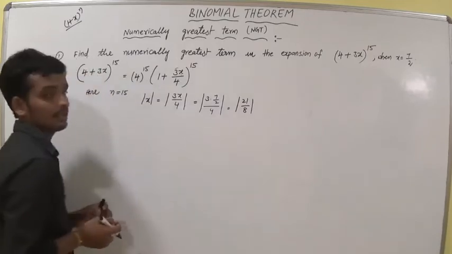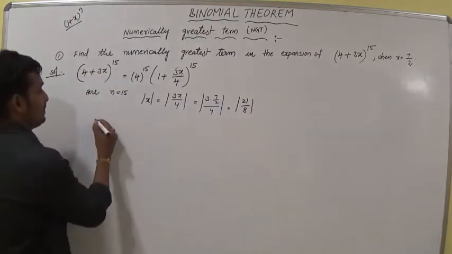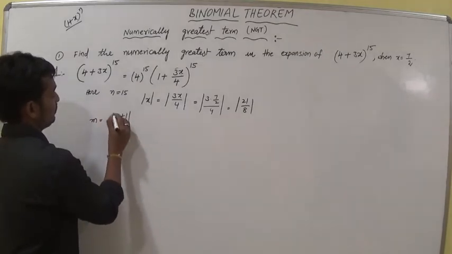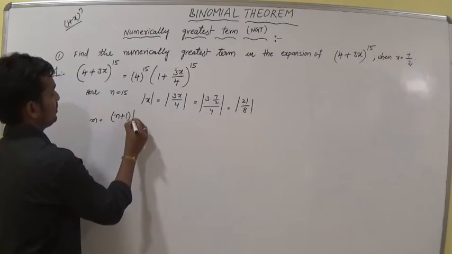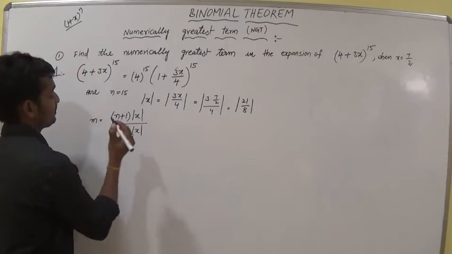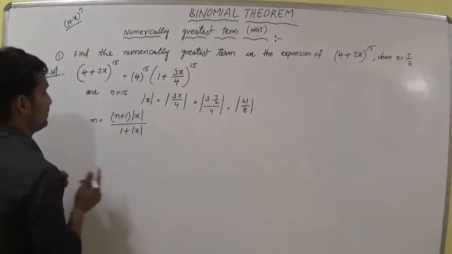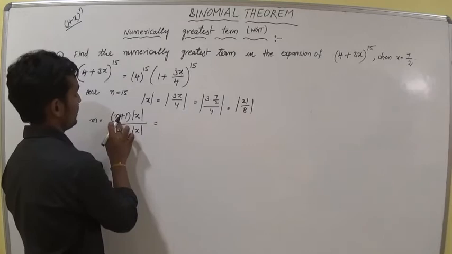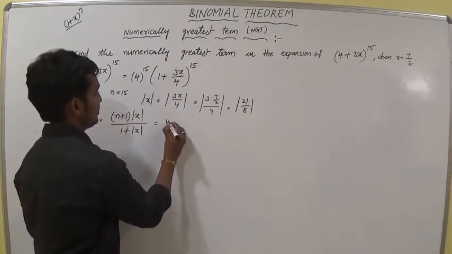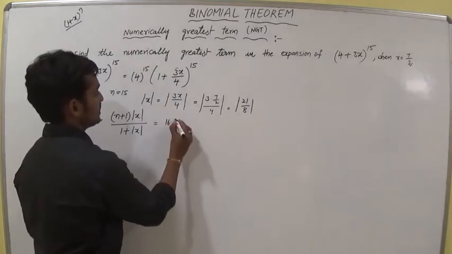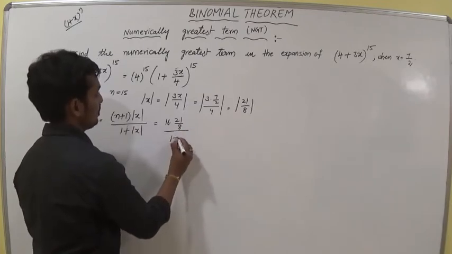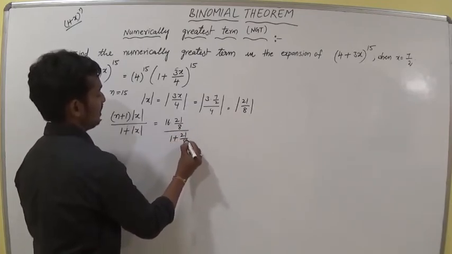Now I am calculating the value of m. So I am writing m is equal to, what is the formula for m? (n plus 1) into mod x by (1 plus mod x). So that is equal to, what is the value of n? 15. 15 plus 1, 16, into what is the mod x? 21 by 8, by 1 plus 21 by 8.